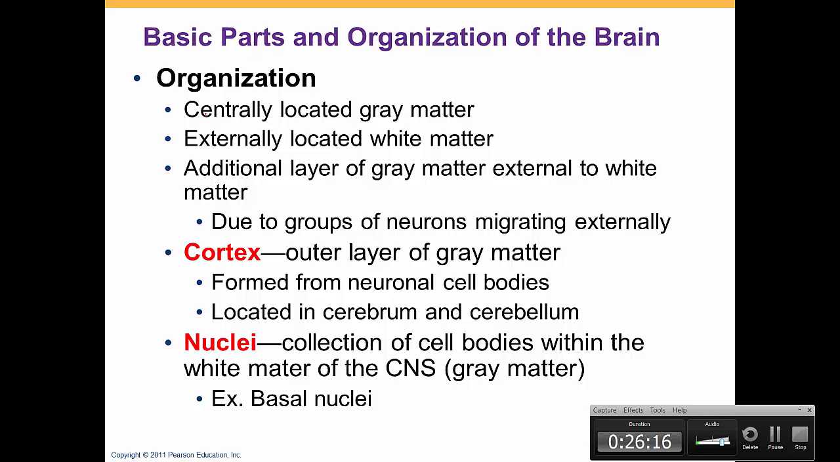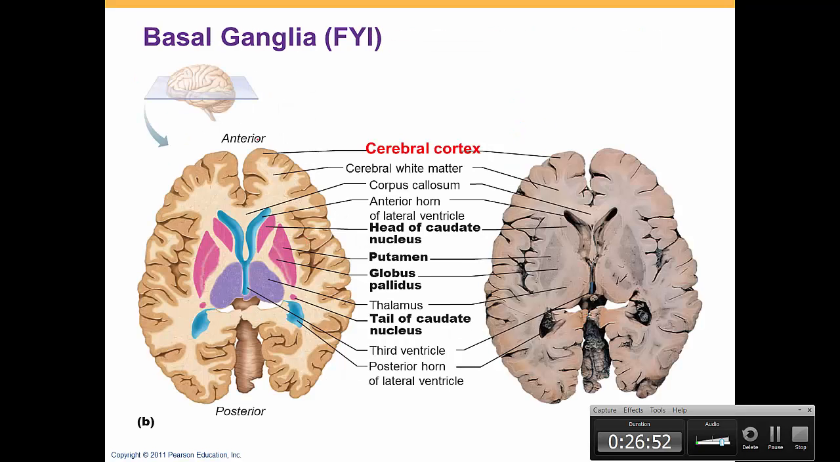Then you need to know about the gray matter and white matter and what they're composed of, which is the same thing as what we saw in the spinal cord. So the gray matter are still made of neuronal cell bodies. The white matter are still made of myelinated axons. And we need to know that the neuronal cell bodies are located within the brain in two places. They're located in the cortex and other areas called the nuclei.